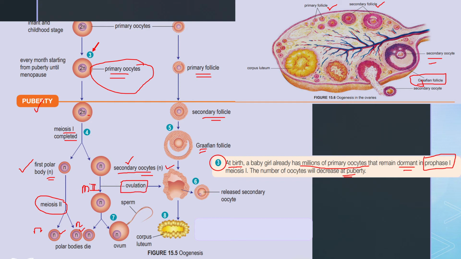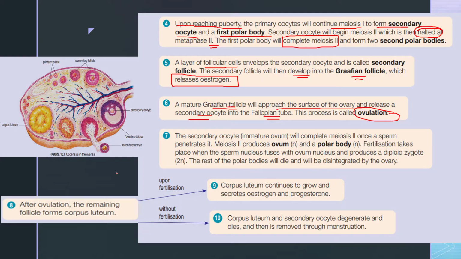Okay, next, what happened to the secondary oocytes just now, that their process of meiosis 2 stops at metaphase 2. So next is that, okay, the secondary oocyte, bracket, it says immature ovum. That means this secondary oocyte that is in the fallopian tube is still called the immature ovum. It will not complete meiosis 2 unless there is fertilization.